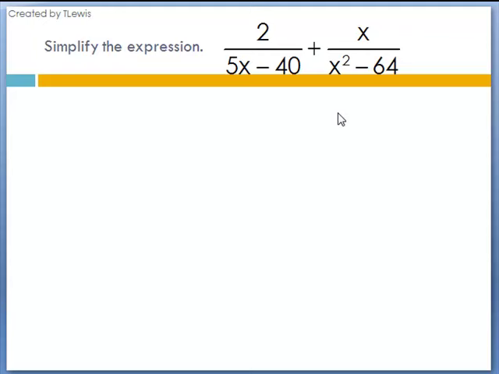Simplify the expression. We have 2 over 5x minus 40 plus x over x squared minus 64. So we want to be able to first find the LCD, but before we find the LCD, we must factor the expressions that are in the denominator. So the first fraction, our denominator, we have 5x minus 40. Let's erase that.